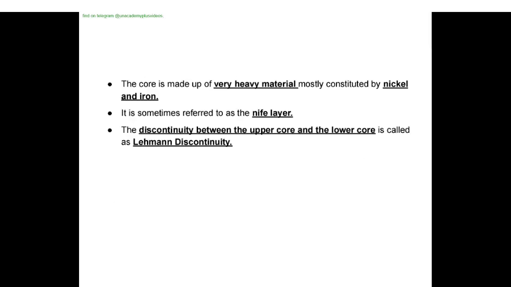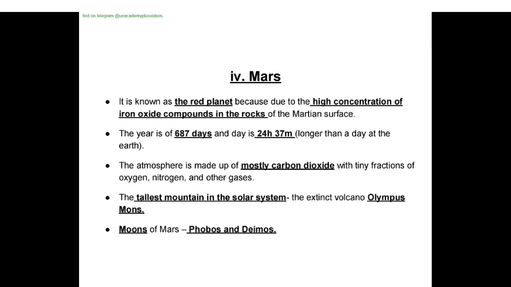The core is made up of very heavy material, mostly nickel and iron, hence Nife. It is sometimes referred to as the Nife layer. The discontinuity between the upper core and the lower core is called the Lehmann discontinuity.